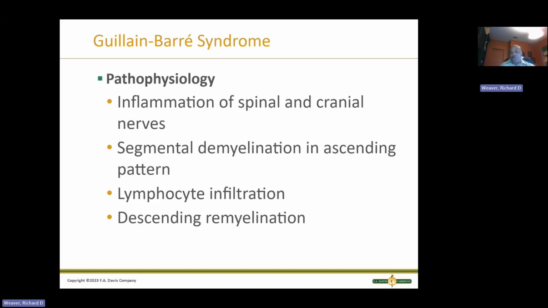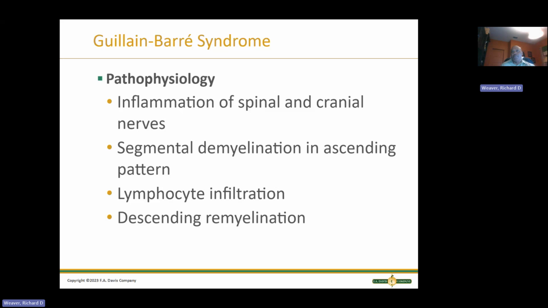Right. We also have what is called segmental. I'm sorry, I said that. So typically, this demyelinization, this destruction of the myelin that protects the nerve, begins in the most distal nerves, and then it moves in a symmetrical fashion more proximal, towards the spine, if you will.